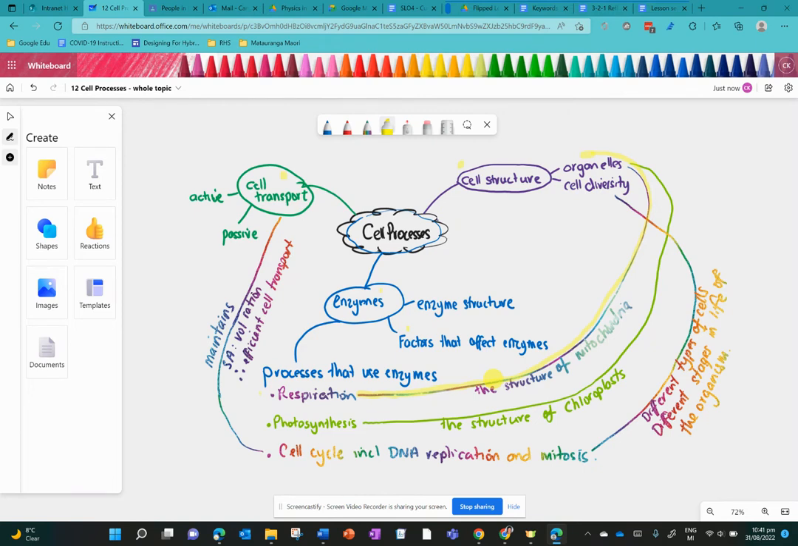Then we looked at photosynthesis, and again, that's something that we've been looking at on and off over the year, but this time again, we really focused on the structure of the organelle that's mostly used, and that structure is the chloroplast. And so we looked at the physical structure of the chloroplast and how that supports photosynthesis. And then finally, we looked at the cell cycle, which includes the whole cell cycle, DNA replication and mitosis.